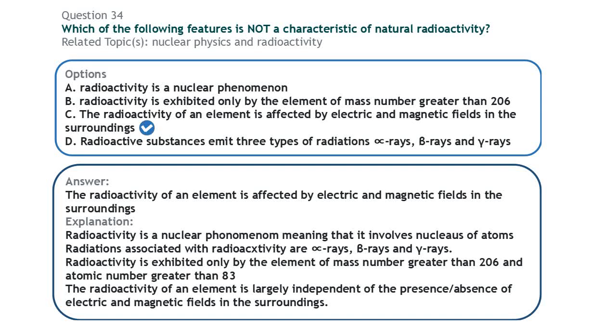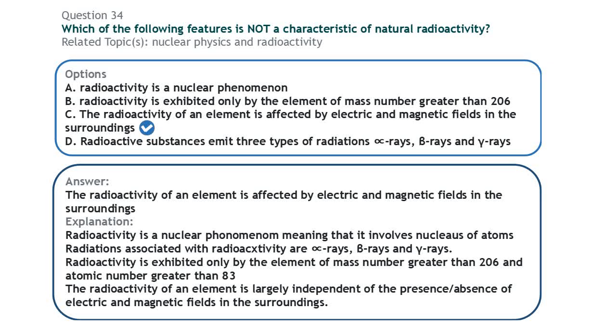Also, that radioactivity is exhibited only by elements of mass number greater than 206. Elements having mass numbers greater than 206 and atomic number greater than 83, those are the atoms that can undergo radioactivity.